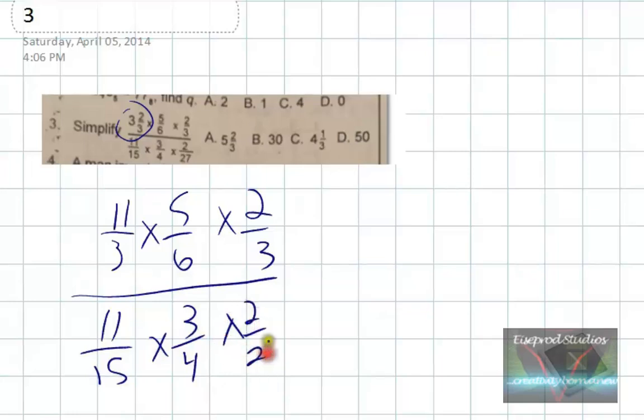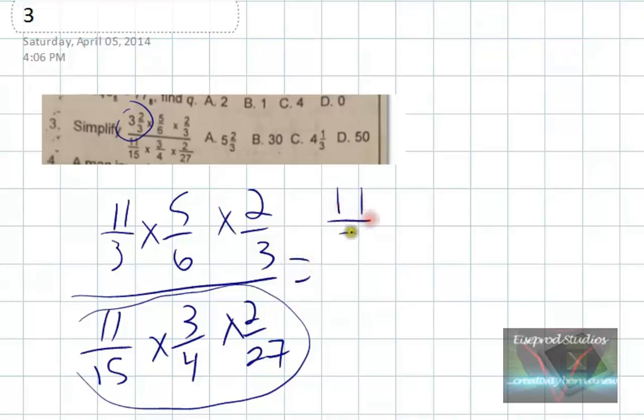So 11 thirds times 5 6 times 2 thirds divided by 11 over 15 times 3 over 4 times 2 over 27. Okay, your next step would be to realize that since all of these fractions are in the denominator, we're basically saying to divide by these fractions. And remember that when you divide by a fraction, you can just multiply by the reciprocal. So I'll show you what I mean.